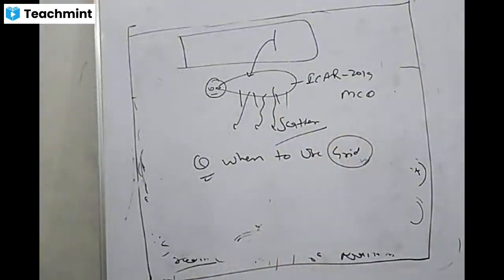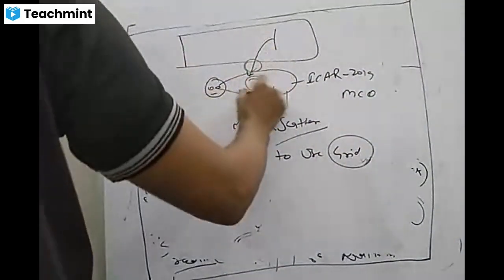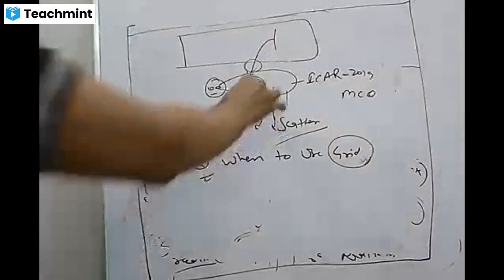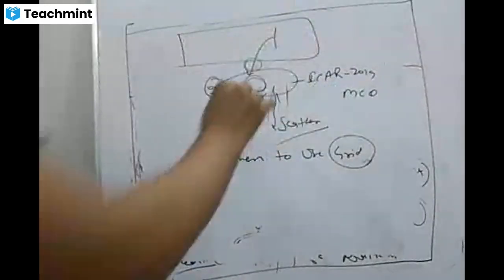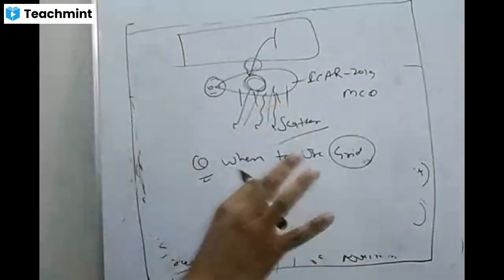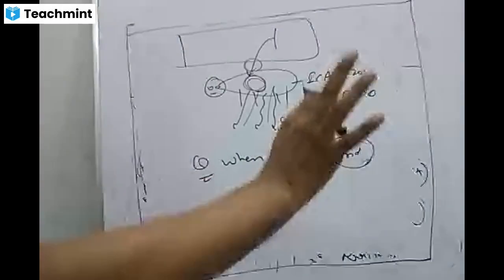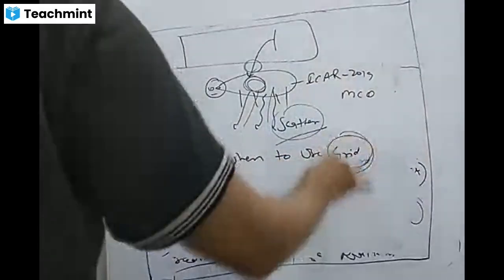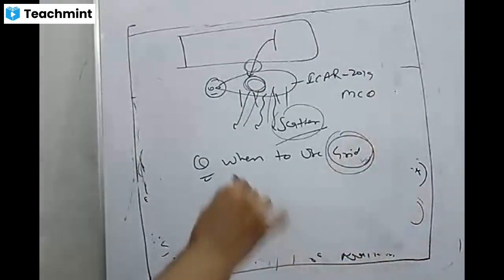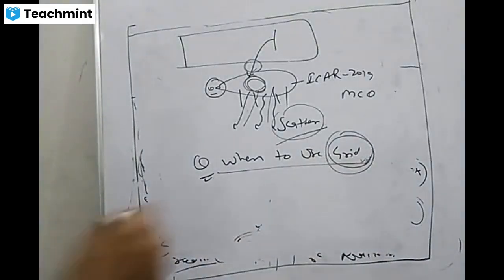We say that the interaction of the X-ray with the atom will produce scattered radiation. That is your Compton effect. So these scattered radiations are produced by the Compton effect and interaction with the animal. So how to remove this scatter? We have something called grid. When to use this grid? That was the MCQ in ICAR 2019.